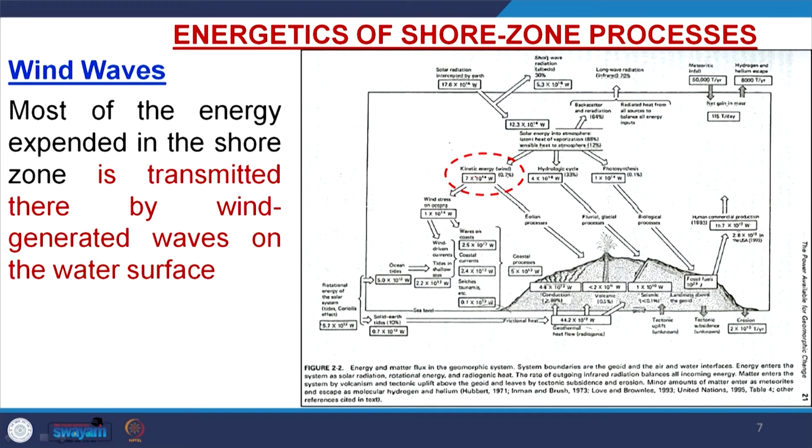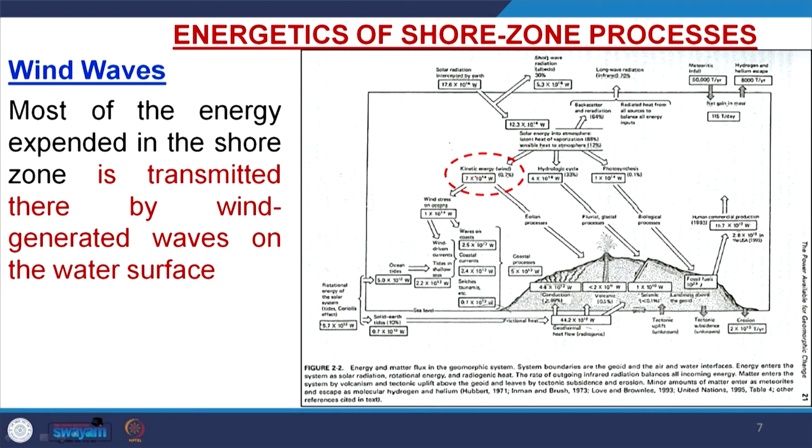Now, if we consider the energy level at this coast, we know all these geomorphic agents are energized by the sun. The sun's energy is divided into different segments and finally subdivided again, either by wind, by river, or by glaciers. Here, most of the energy expended in the shore zone is transmitted by wind-generated waves on the water surface.